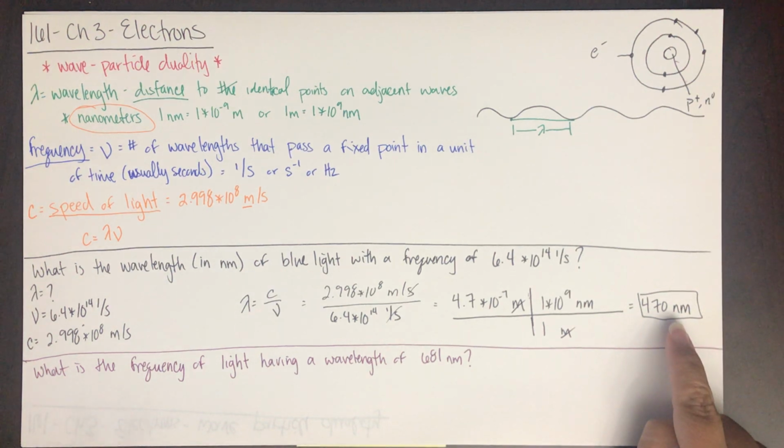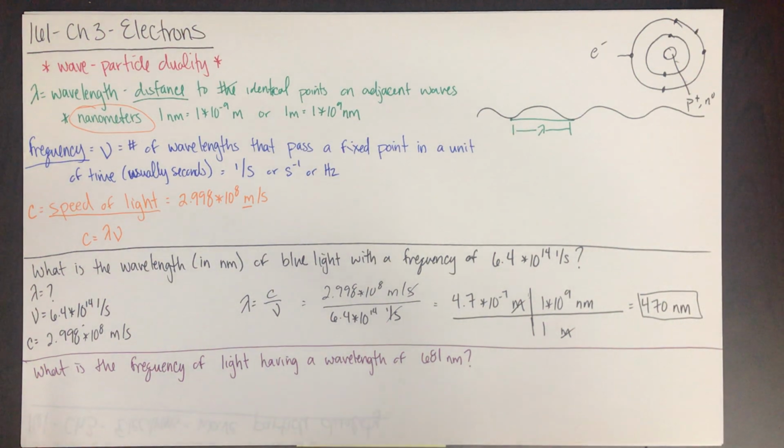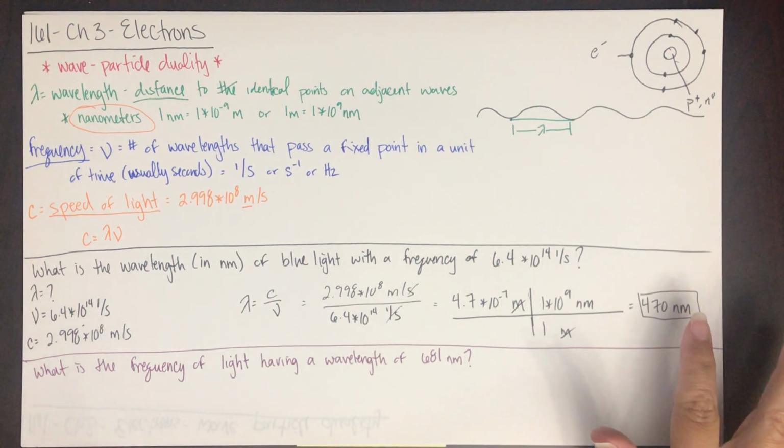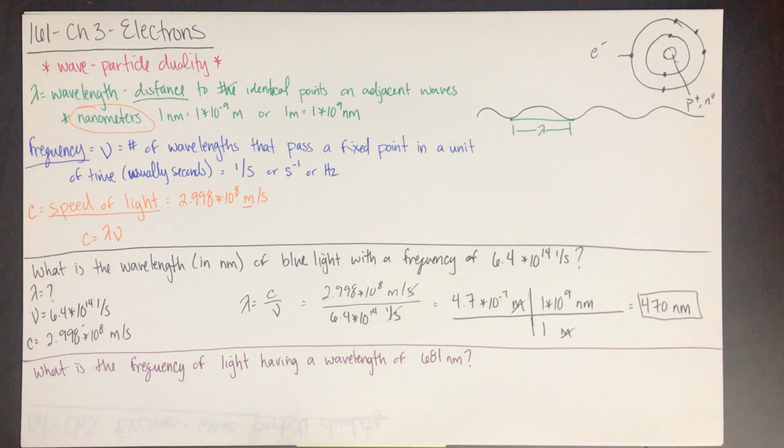That's not something you need to memorize. It's not something I'm going to ask you on a test, but it's probably something that some of the questions on the SmartWorks homework will ask you. So you'll use your textbook or the PowerPoint slides as a resource if it asks you what color light comes from that wavelength. Okay, let's go back to this question. What is the frequency of light having a wavelength of 681 nanometers?